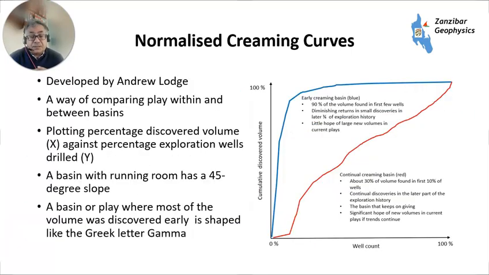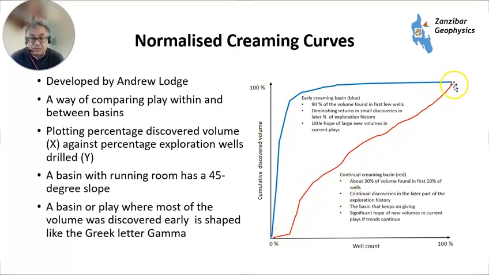Now, one peculiar, well, not that peculiar, but very useful normalized screening curve was devised by a bloke called Andrew Lodge, and it's called a normalized screening curve. What you do is effectively have everything in percentages. So that's the well count from 0%, so the first well, to 100% up to date. And then you have the cumulative discovered volume. So you've got a tale of two basins.